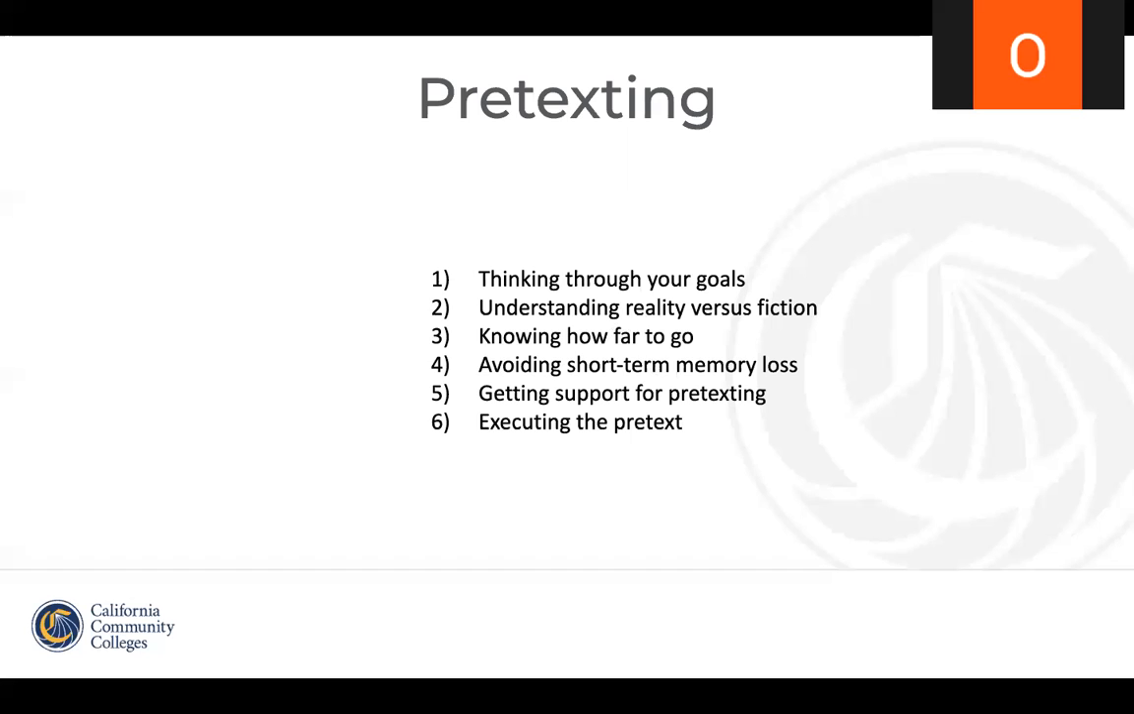So fifth, we have getting support for pretexting. After establishing themselves as a trusted agent, the social engineer tricks employees into giving them access to something that's highly privileged, let's say passwords or access to some important documents that may have PII on them.